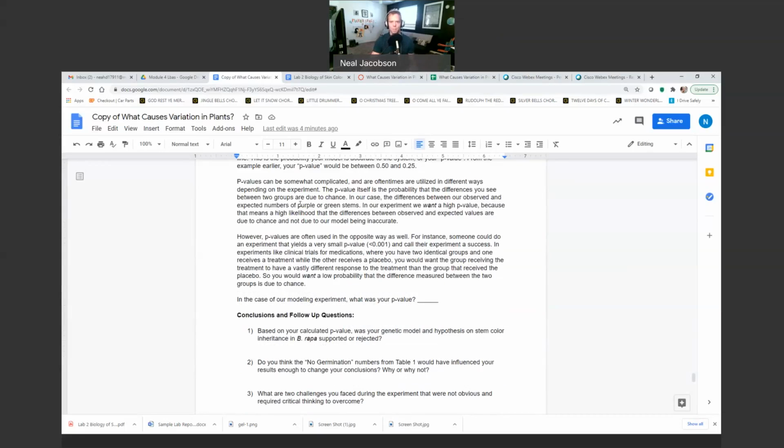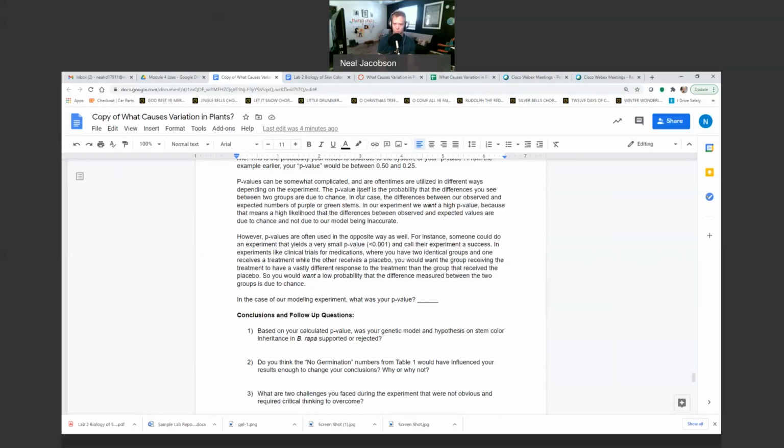P-values are a little bit complicated. They're utilized in two different ways usually, and it depends on the experiment itself. The p-value itself is just the probability that the differences between the two groups are due to chance. The two groups in our case are observed and expected. Now, don't get that confused with degrees of freedom. I know that it sounds weird, but it's really just saying, okay, is the difference between our observations and our expected values due to chance, or is it due to our model being erroneous?